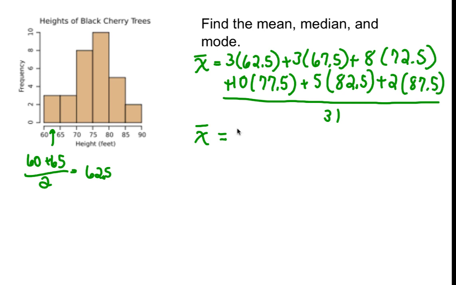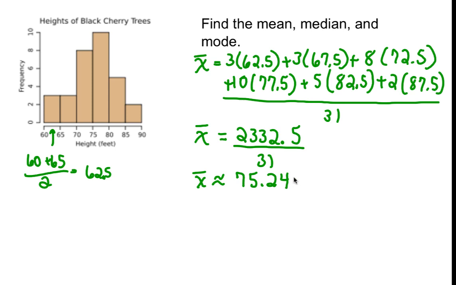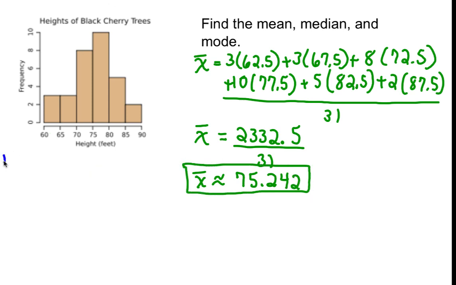So mean is equal to, if I add all these up, 2,332.5 divided by 31. So I get a mean of approximately 75.242 feet.